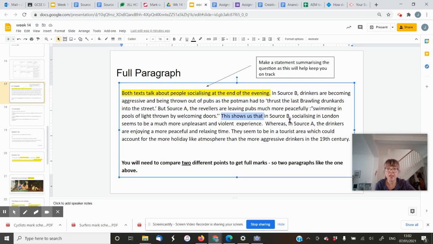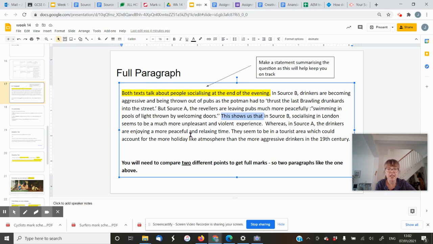So this shows that in source B, socialising in London seems to be a much more unpleasant and violent experience, whereas in source A, the drinkers are enjoying a more peaceful and relaxing time. They seem to be in a tourist area, which could account for the more holiday-like atmosphere than the more aggressive drinkers in the 19th century. So that is one paragraph.